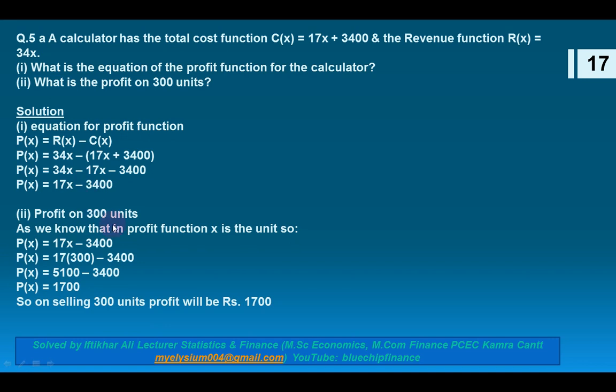Now, what is the profit on 300 units? So x is simply units. We just place units as 300 and solve the equation. 17 multiplied by 300 minus 3400, and the final profit is 1700. So on selling 300 units, profit will be rupees 1700.